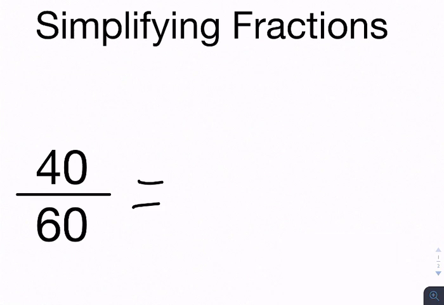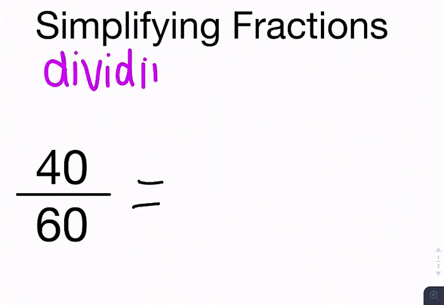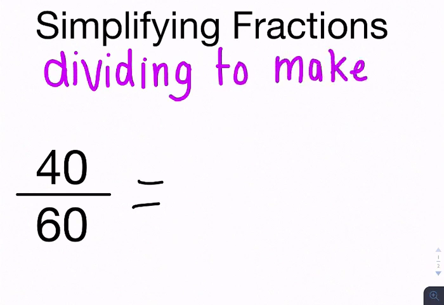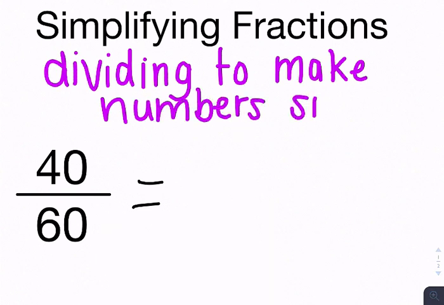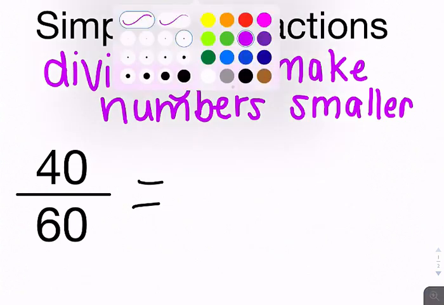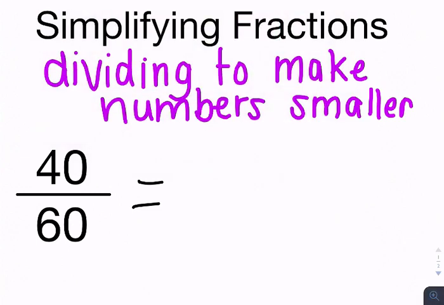All right, so we are going to talk about simplifying fractions. And when we think about simplifying, what I want you to think about is dividing to make the number smaller. So that's an important thing to remember. If the fractions are going to be equivalent, but the numbers are going to be smaller. So that's really our goal when we are simplifying our fractions. So our first example is 40/60ths.